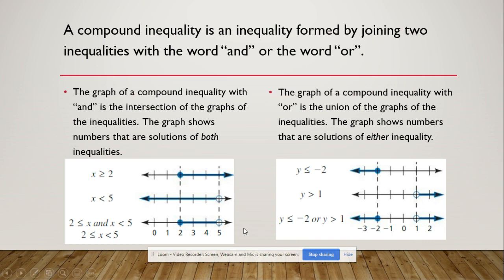Now, one extra thing to notice, if we had used the word and in this final situation, there is no intersection. There is no number that both of these share. So if we used the word and, because there's no intersection, we simply wouldn't have anything on this graph.